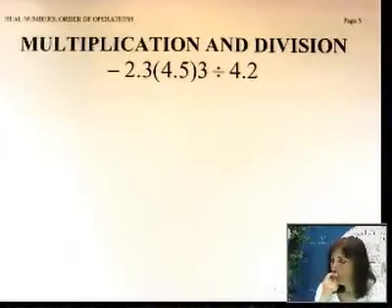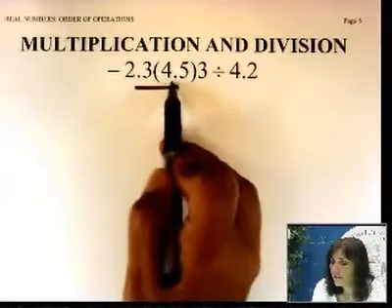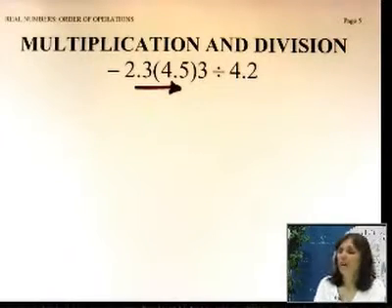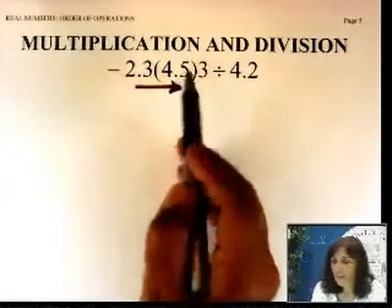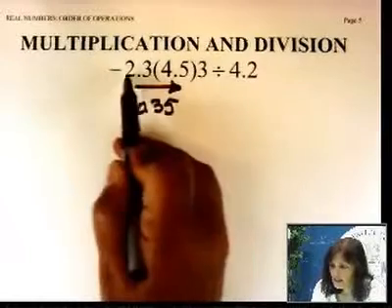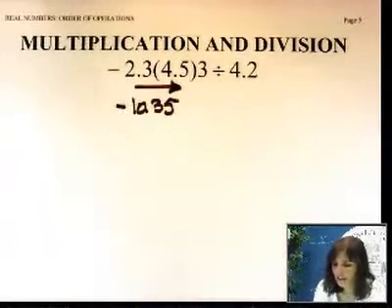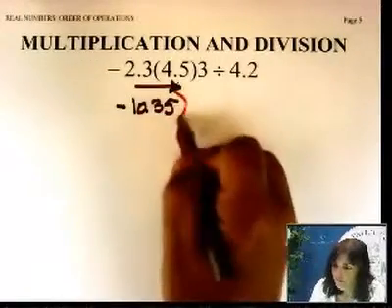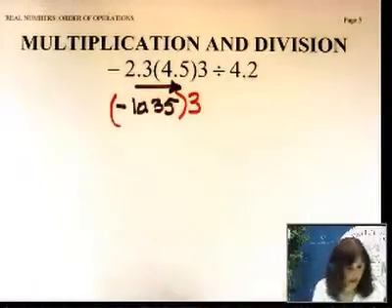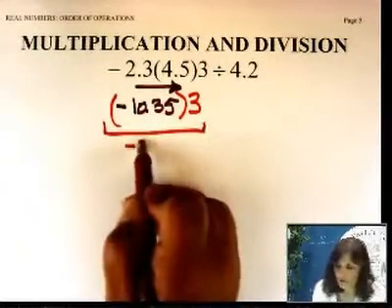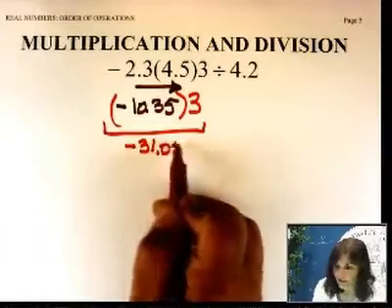Now I'm going to do them from left to right. So let's do the multiplication. I multiplied these for you before. So 2.3 and 4.5 gives me 10.35. And since it's negative times positive, that's going to end up with a negative. Now I'm going to multiply this by 3, and that's going to give me negative 31.05.